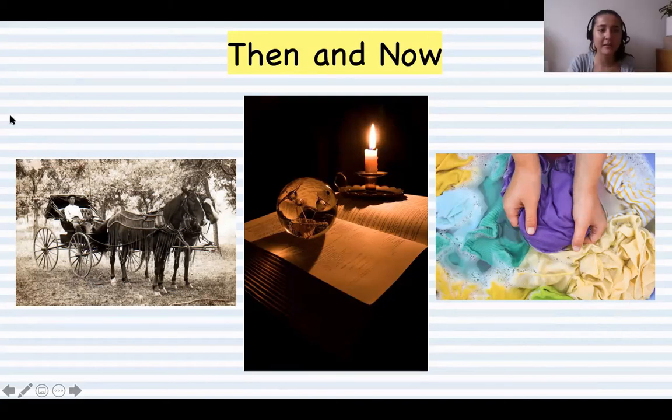So back then, people did not have a washing machine that they could just throw their clothes into that would wash their clothes for them. Instead, people would spend hours and hours washing their clothes by hand and scrubbing at them. So here are some examples of how life is different then and now.